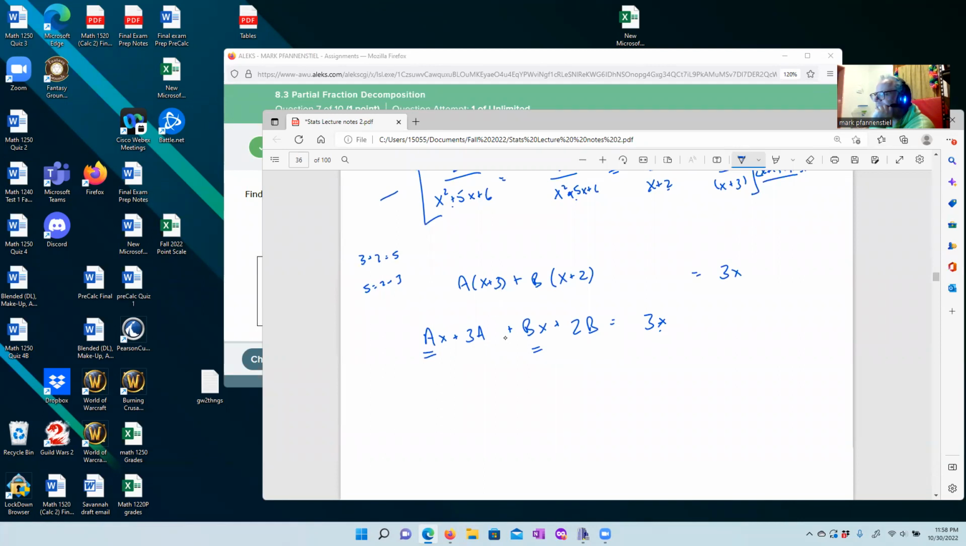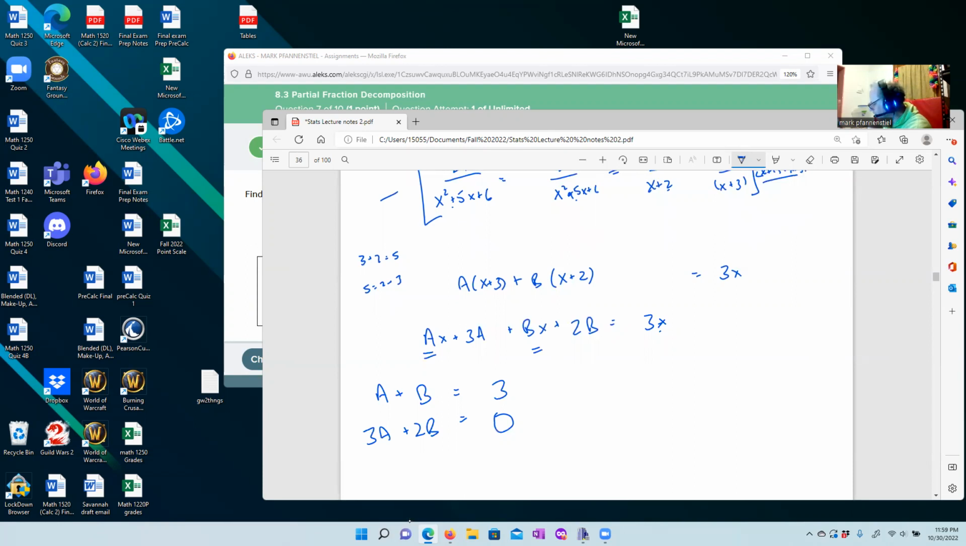So we've got A plus B is equal to 3. And then we have 3A plus 2B. What's the constant over here? 0. All right, so that's what we have for the right-hand side there. So we have our two equations, two unknowns.